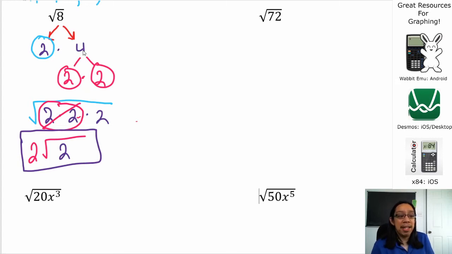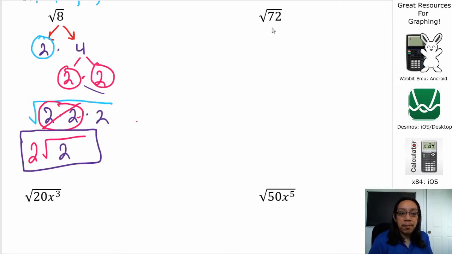So what's the idea? The idea is simple. You're going to take this number, you're going to make your branches, you're going to split it up, make your factor tree, stop when you have prime numbers, put your prime numbers on the inside, and then start circling your pairs. Let's go ahead and see if we can simplify the square root of 72.